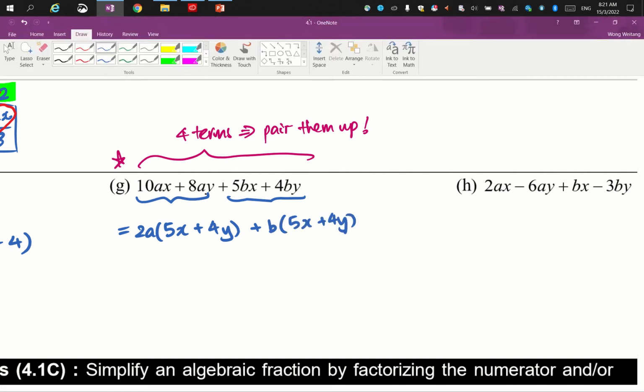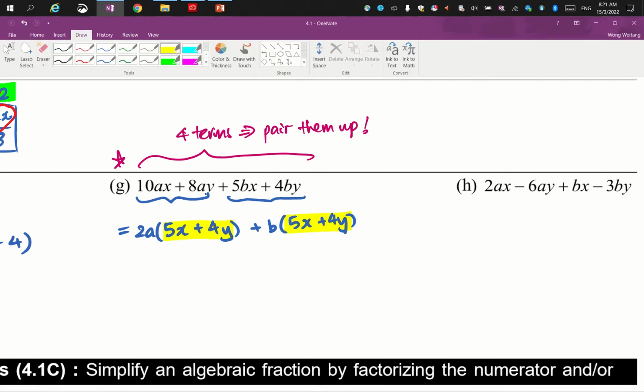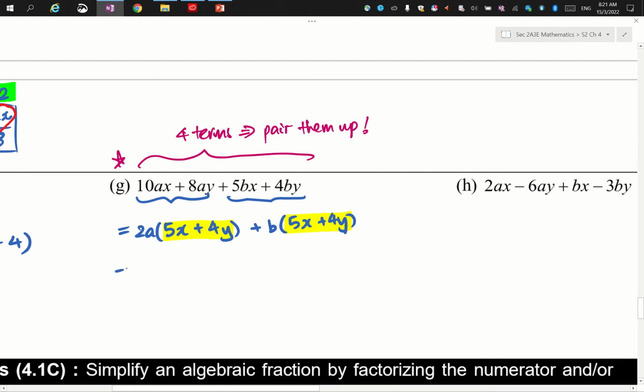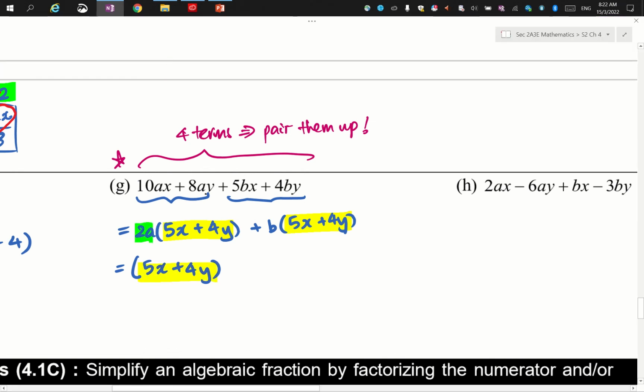Now we are not surprised that these two are the same. In fact, we expect common factors to appear so that we can factorize. Alright, take out the common factor again, so 5x plus 4y. This is the common factor. And we simply copy down whatever is that. 2a plus b. So 2a plus b.